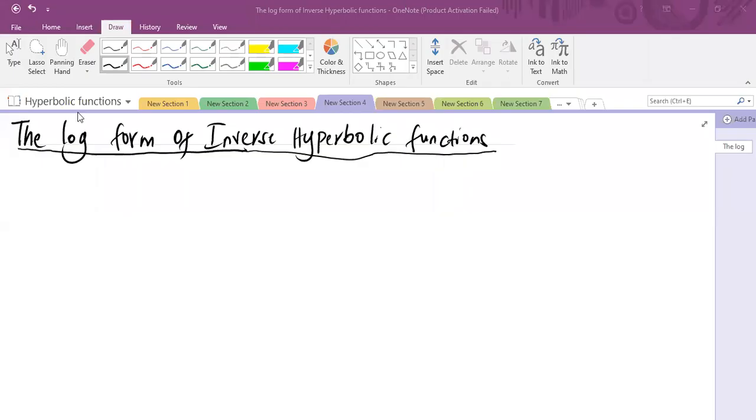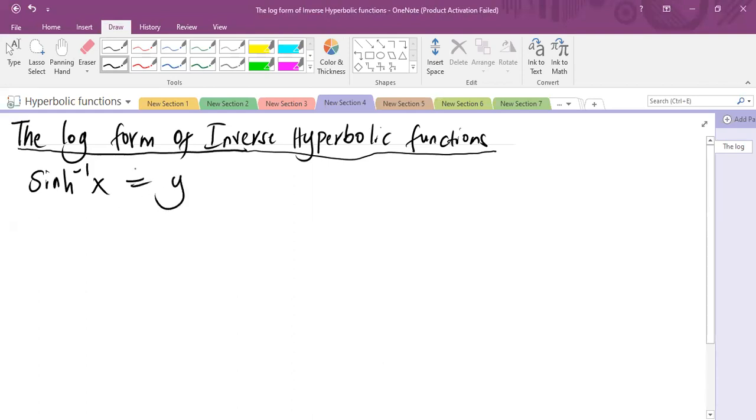Hello guys, today we are going to look at the log form of inverse hyperbolic functions. From the fact that the hyperbolic functions can be expressed in their exponential form, they can also be written in their log form. So let's express sinh inverse of x in its log form. Let sinh inverse of x be equal to some y.